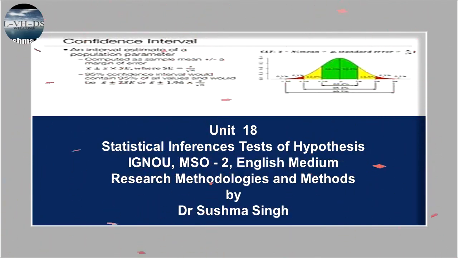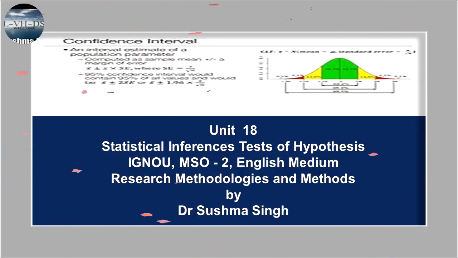Now let us move to the next point, statistical inference. Statistical inference uses the concept of probability to deal with uncertainty in decision making. It refers to the process of selecting and using a sample statistic to draw inferences about a population parameter based on a sample drawn from the population.